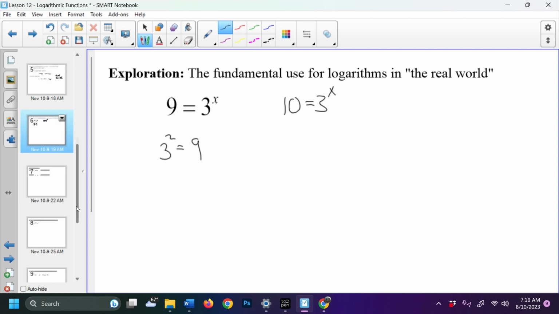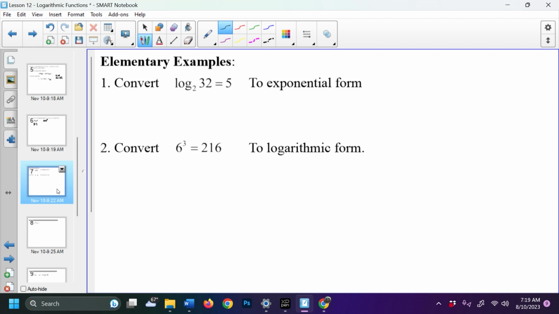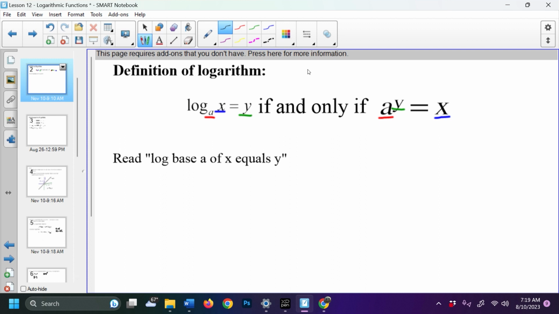Let's talk some examples. First example, convert log base 2 of 32 to the 5th to exponential form. So when they're asking us to convert, all we're really doing is we're using this definition that we learned at the beginning, and the base of the logarithm becomes the base of the exponent. What the logarithm is equal to becomes the exponent of the exponential, and what you're taking the logarithm of becomes the value of the exponential.